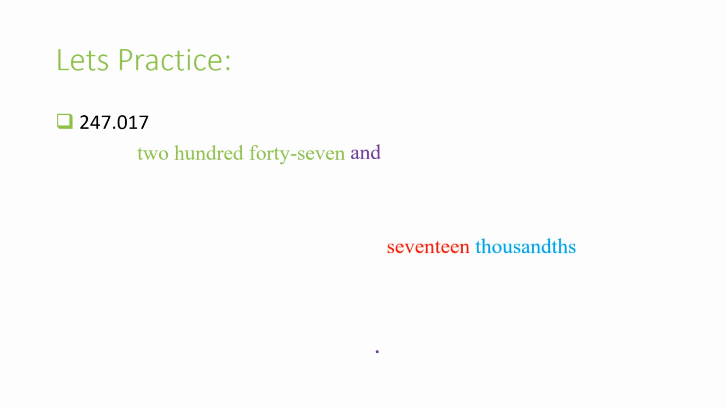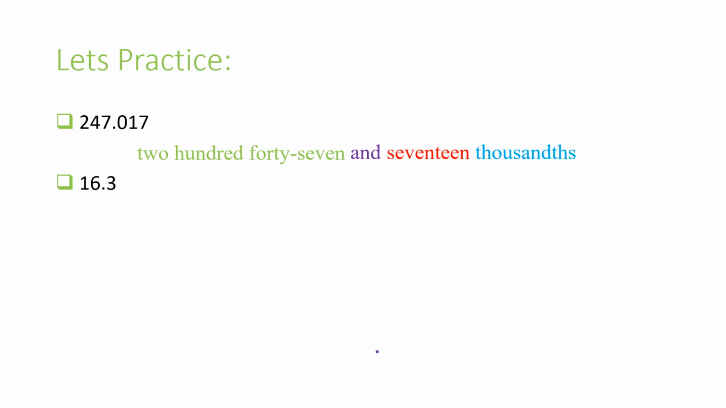Okay, now let's read this number. It will be 247. The decimal point will read as "and", what? And 17 thousandths. 17 thousandths. Okay.